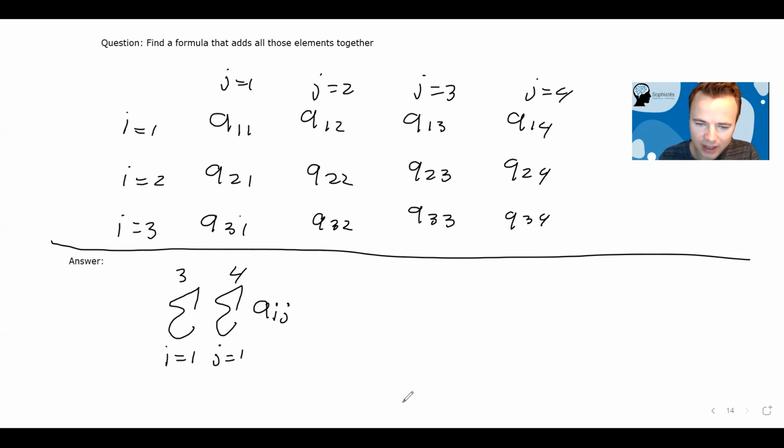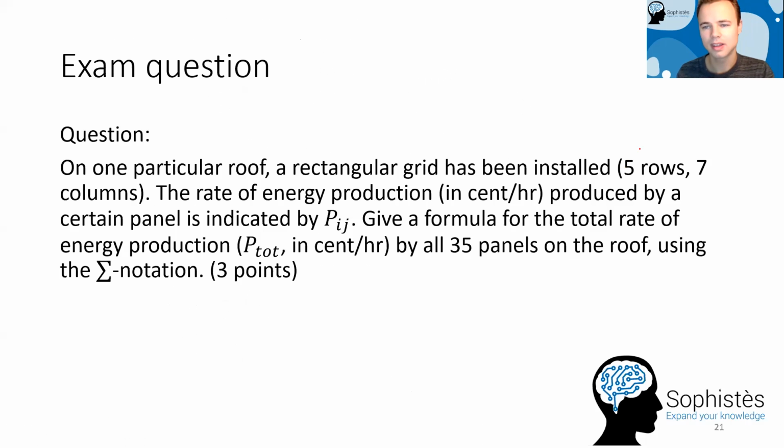Okay. Then here, I have an action question. Just take your time to read it. This was an old action question. And I think this is the last question from the summary, if I'm correct.